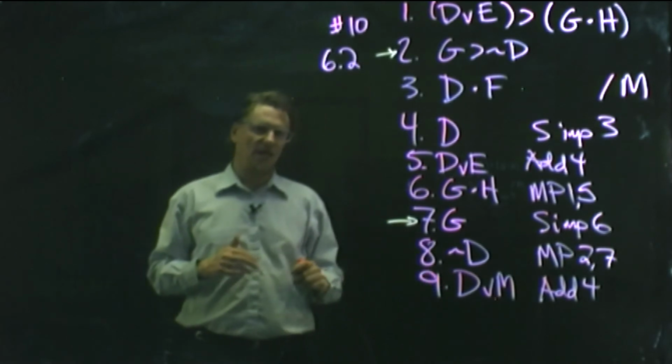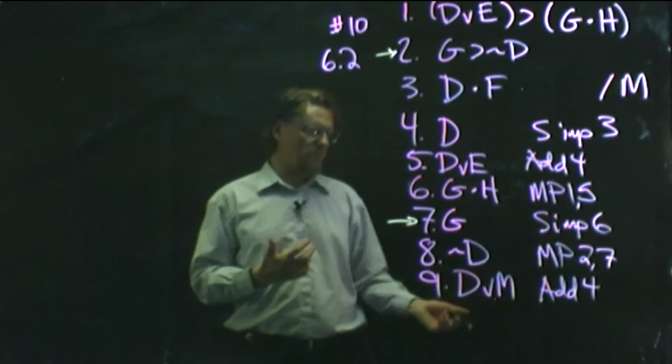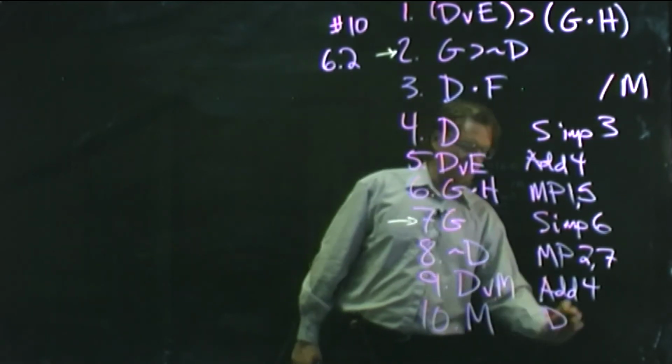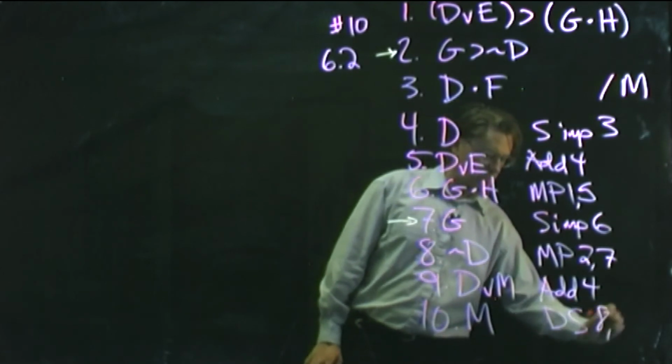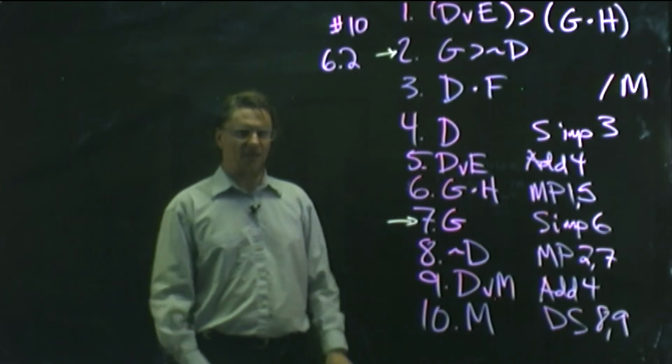Now look at 8 and 9. That is exactly the setup for disjunctive syllogism. This is P wedge Q and tilde P. And so we can get M by disjunctive syllogism 8 and 9.